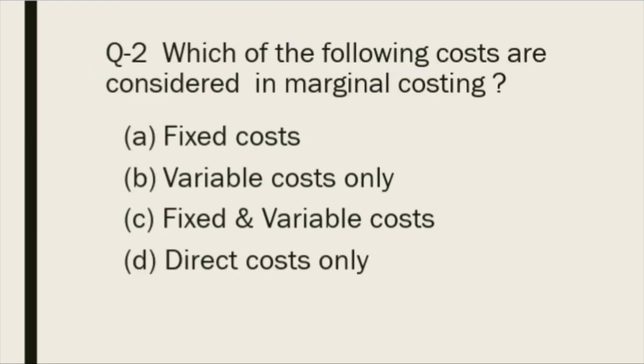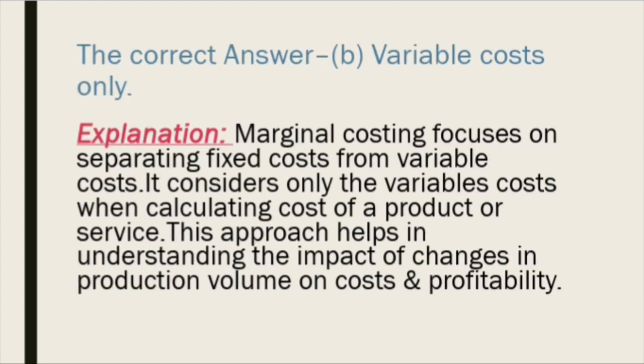Next one. Which of the following costs are considered in marginal costing? The four options are fixed cost, variable cost only, fixed and variable cost both, direct cost only. And the correct answer is variable cost only. The reason is that, as we know, marginal costing focuses on separating fixed cost from variable cost. It considers only the variable cost when calculating the cost of a product or service. This approach helps in understanding the impact of changes in production volume on cost and profitability.